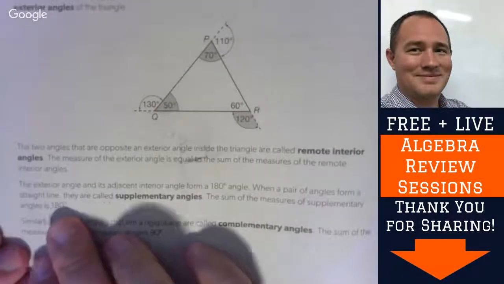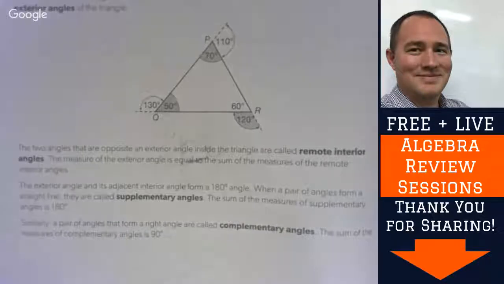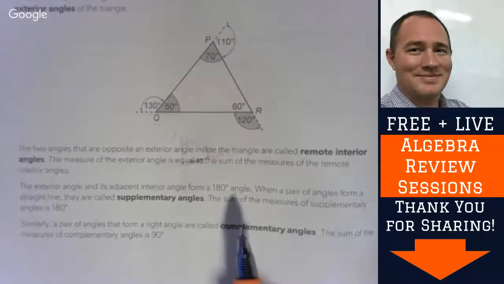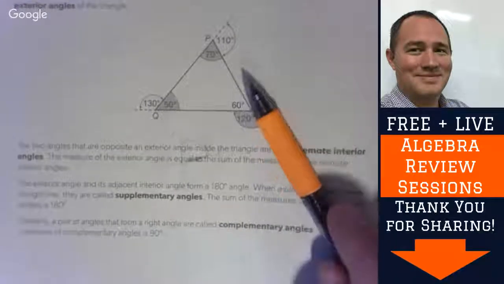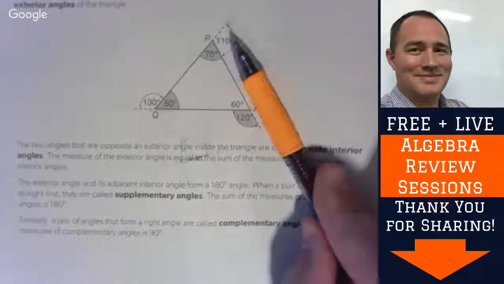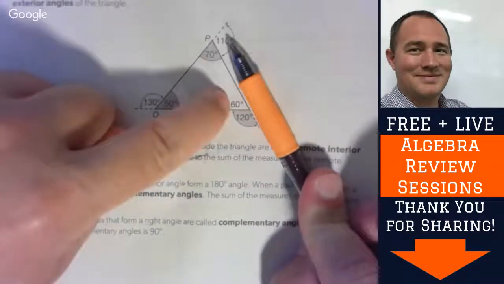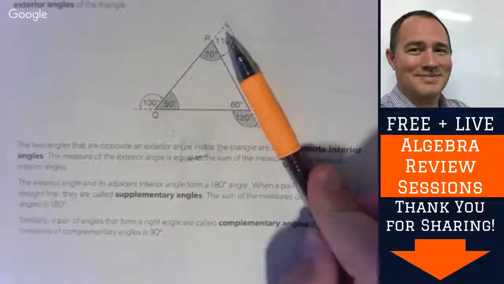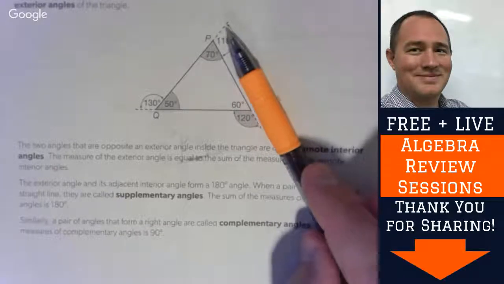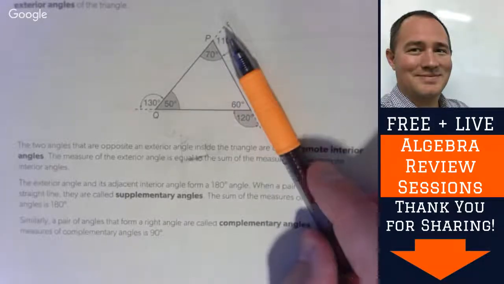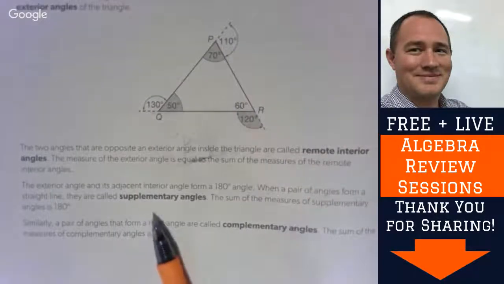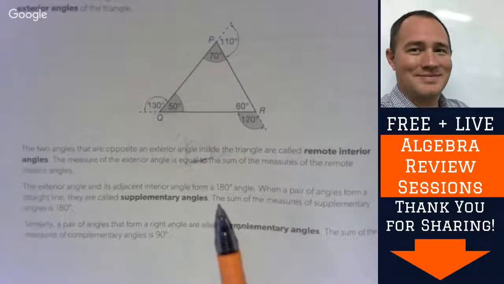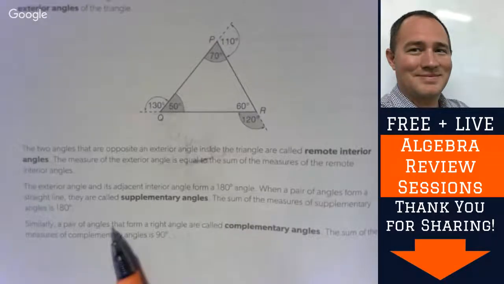So the exterior angles and its adjacent interior angles form a 180-degree angle. It's a straight line, right? So this angle here that's formed, if you combine the 60 degrees with the 120 degrees, you have 180 degrees, or a straight line. And remember that when a pair of angles forms a straight line, they're supplementary angles. So the sum of the measures of supplementary angles is 180.